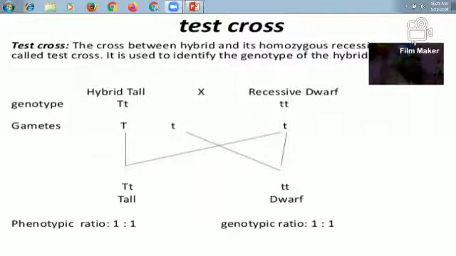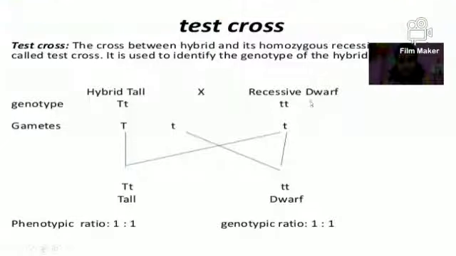Then, what is the test cross? The test cross is the hybrid with the homozygous recessive. In this diagrammatic representation, you can see what the test cross is. Here we take the hybrid tall and cross it with the recessive dwarf, and again we get dwarf plants. The genotypic ratio is 1:1 and the phenotypic ratio is 1:1. We are taking the recessive dwarf plant, the homozygous recessive, in the correct way, so our cross is going in the correct way.